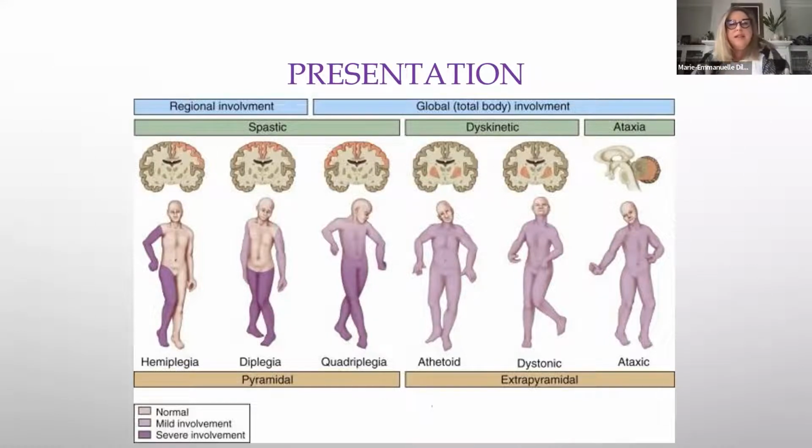So you can divide the regional spasticity into different things, particularly in cerebral palsy. So if it's only on one side, you call it hemiplegia. If it's two legs, you call it diplegia, and if it's all four limbs, it's quadriplegia. It's probably less important to classify that in leukodystrophy, but it becomes important for rehab in cerebral palsy.